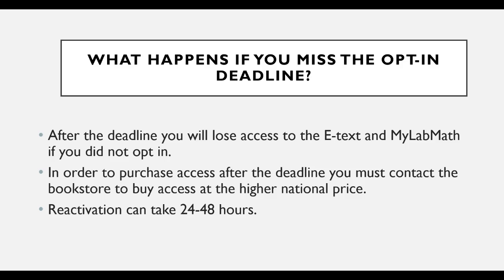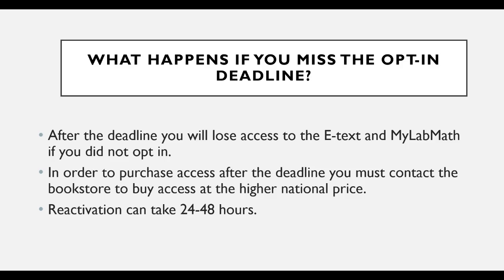What happens if you miss the opt-in deadline or you chose to opt out? After the deadline, you will lose access to the e-text in MyLab that was free during the first week of class. If you want to gain access again, you're going to have to purchase access by going directly to the bookstore or going to the bookstore website, and you're going to purchase it at a higher rate of about $30 more. It's $90-something if you purchase after the opt-in deadline.